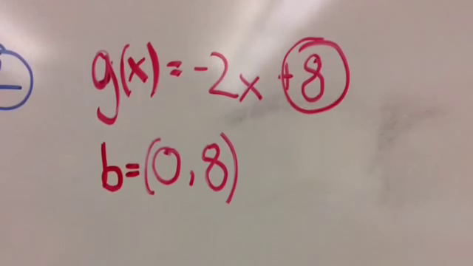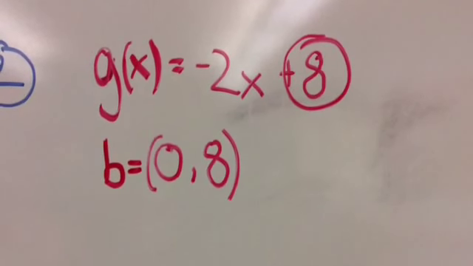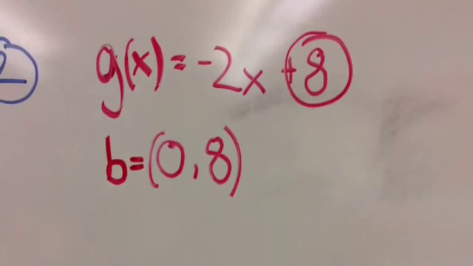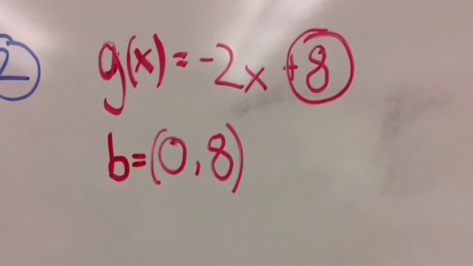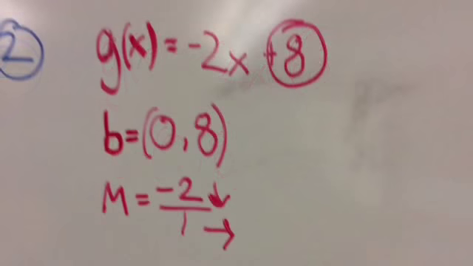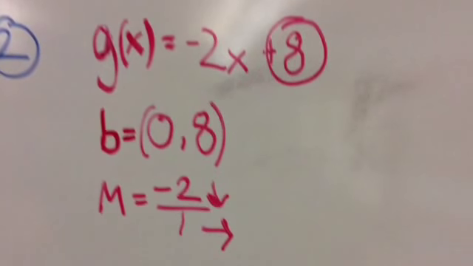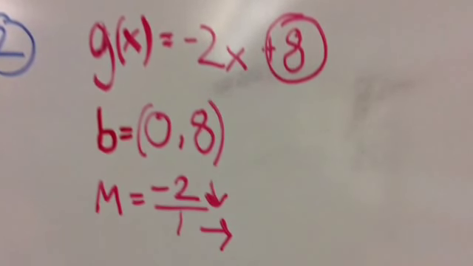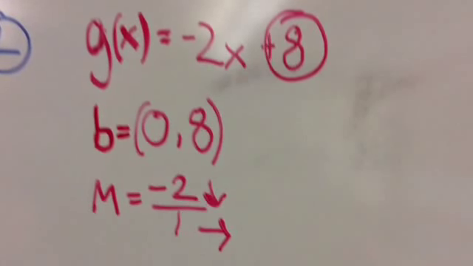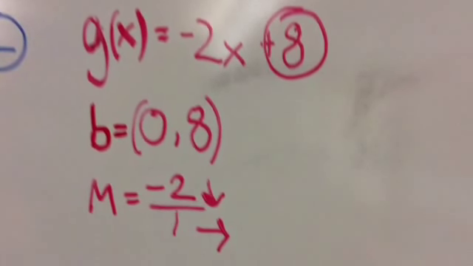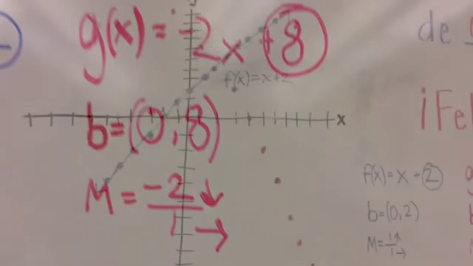For the next equation, you first find the y-intercept. The y-intercept of this equation is the coordinate 0, 8. Next, you find the slope, which is the coefficient in front of x, which is negative 2. Negative 2 over 1, which means down 2 to the right 1.